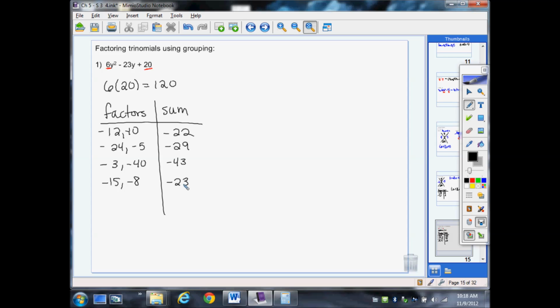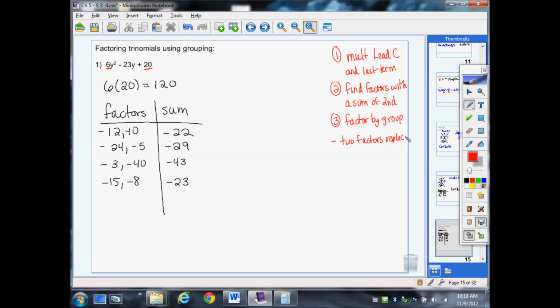Now what I do is, okay, so let me write this down. So first, we multiply the leading coefficient and last term. Second, we find factors with the sum of the second term. Factor by grouping. So in order to factor by grouping, we're going to take the two factors and we're going to replace the second term.